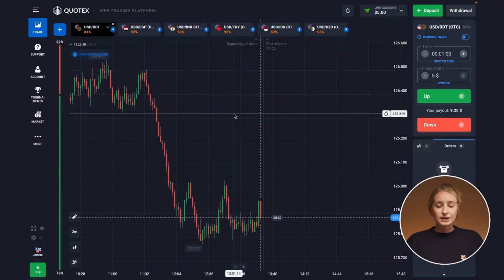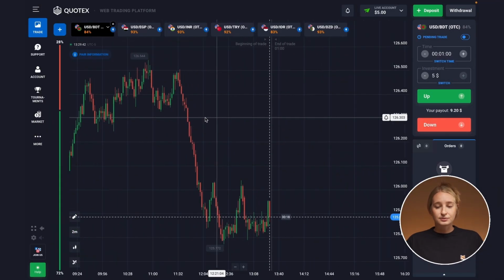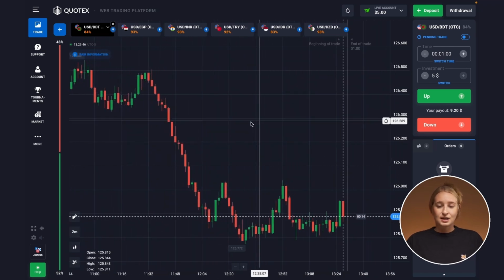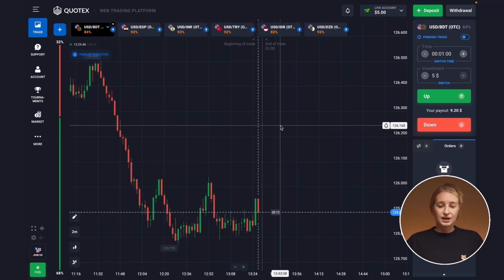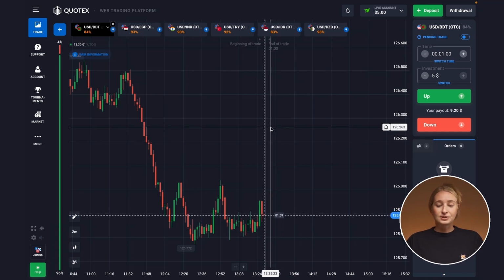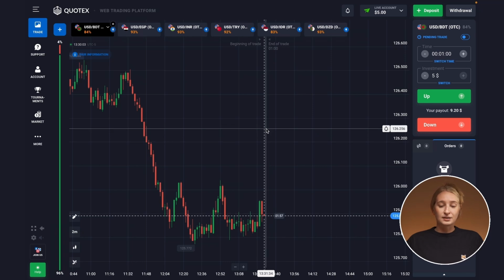Quotex offers traders access to two types of indicators: trend indicators and oscillators. The first help to determine the current direction of the price trend. The second help to find out if the trend is not in an extreme part of its development, in overbought or oversold zones. The most successful combination is obtained by combining both groups.